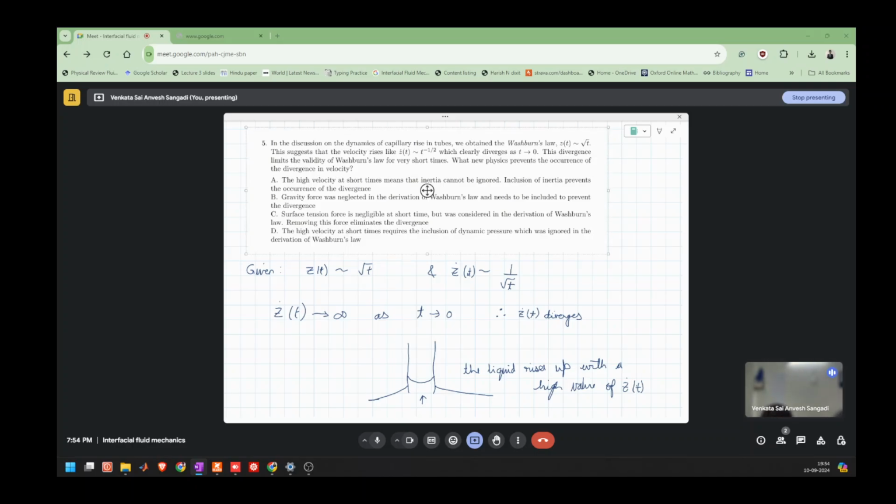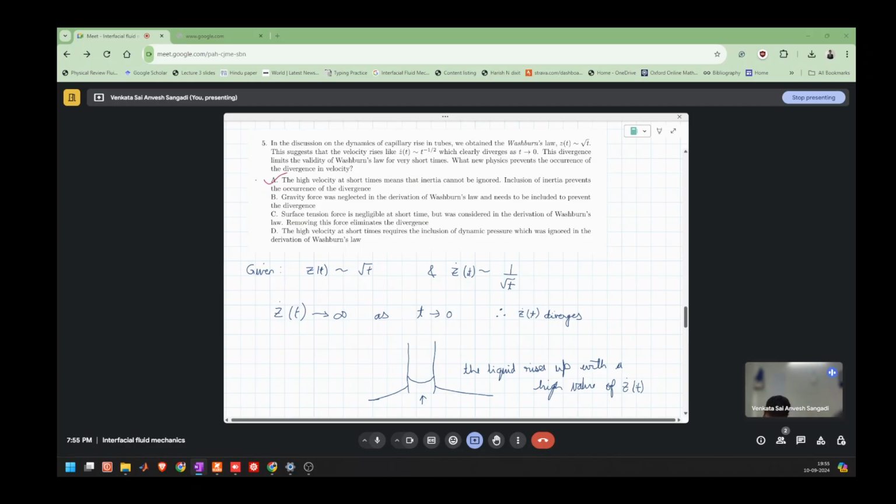So, let us look at the options. It says the velocity at short times means that inertia cannot be ignored, and inclusion of inertia prevents the occurrence of the divergence. So, in Washburn's law, basically we ignore the inertia and therefore we get such a scaling. But if we include the inertia, which is the new physics, the divergence can be prevented. Therefore, option A itself is correct. We'll read out the other options as well.